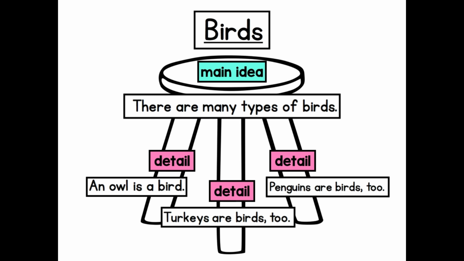So do you see how the details help me to understand the main idea? So if I know that an owl is a bird, and I know a turkey is a bird, and I know that a penguin is a bird, I can see that there are many types of birds. So that's one example. Let's do one more. And the next text is a very, very simple one, so we can easily see.